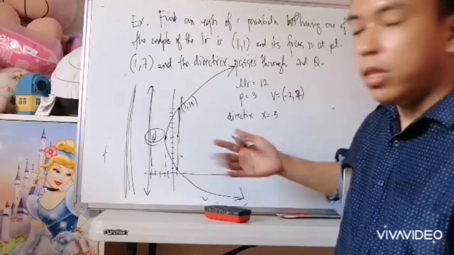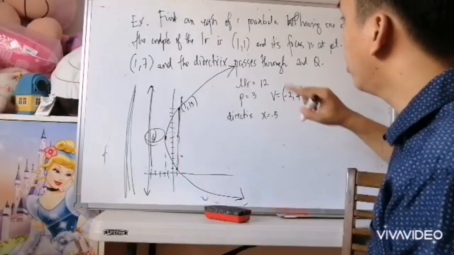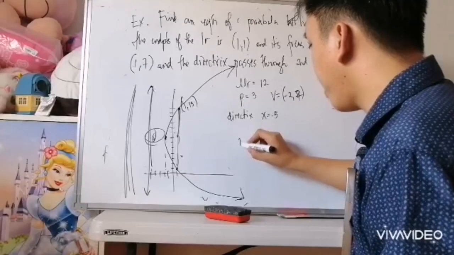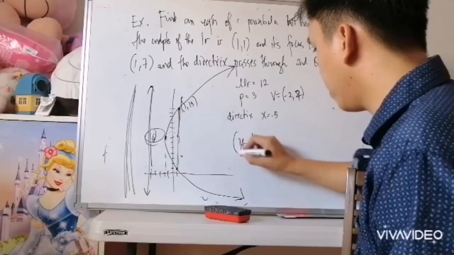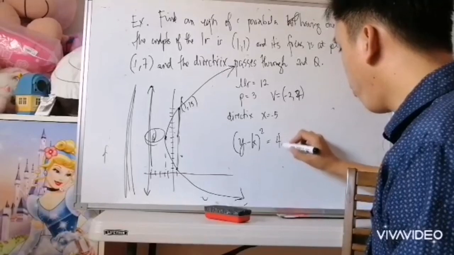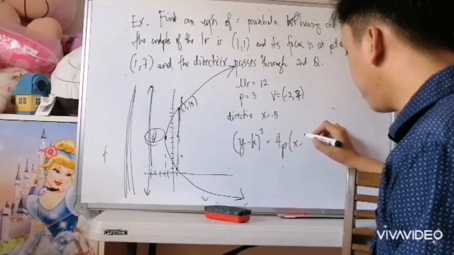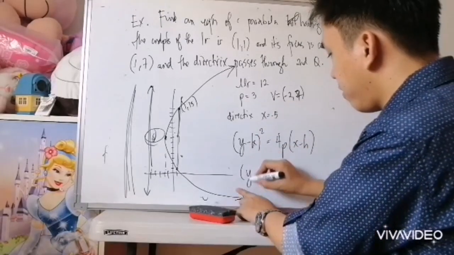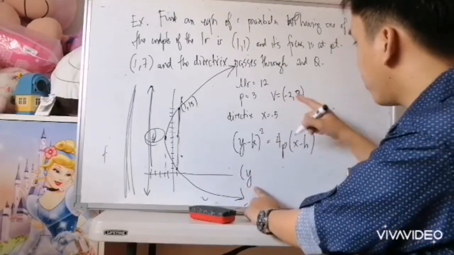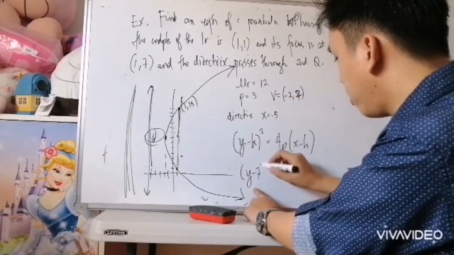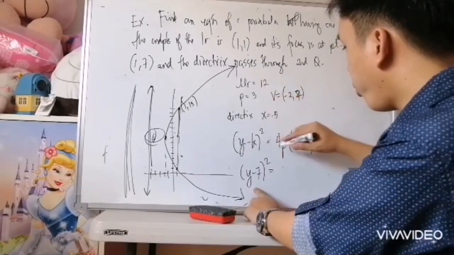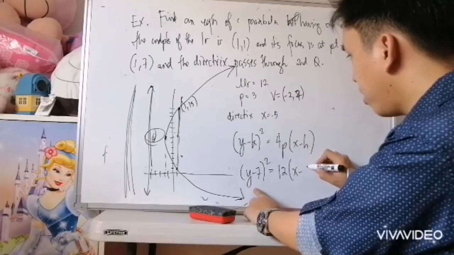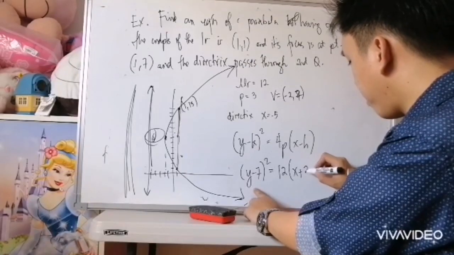Okay, that's it. Now how to get the equation? Since it opens to the right, your format should be like this: (y − k)² = 4p(x − h). You already have the vertex, so you just substitute. So you have (−7)², your 4p is 12, so you have 12(x − (−2)), so x plus 2.